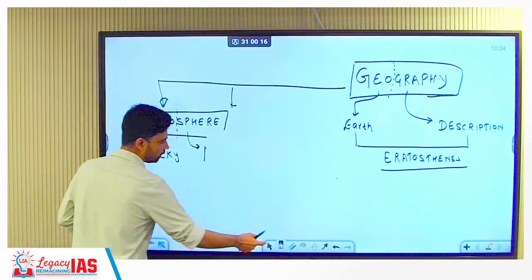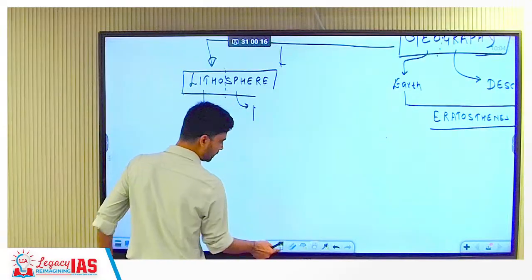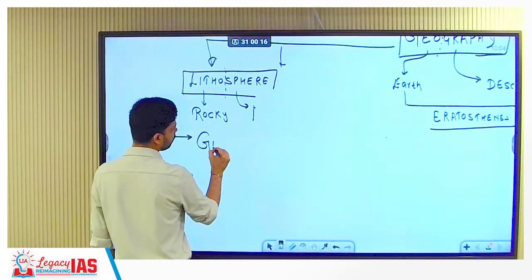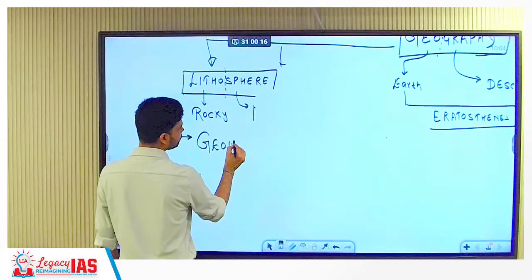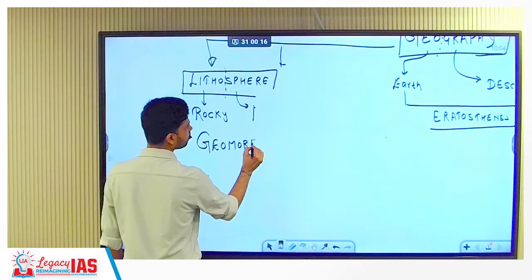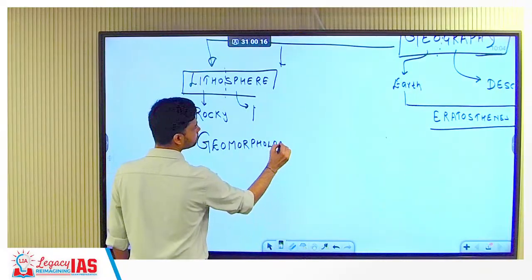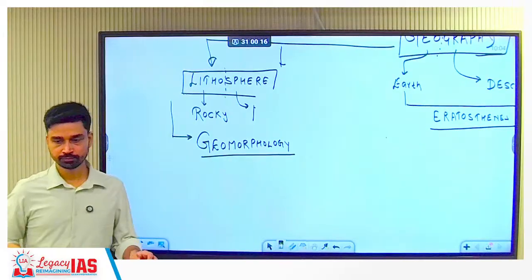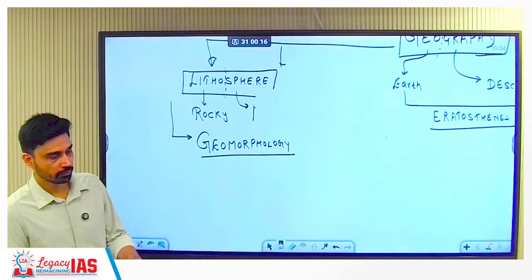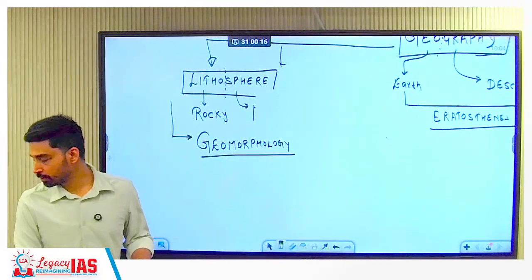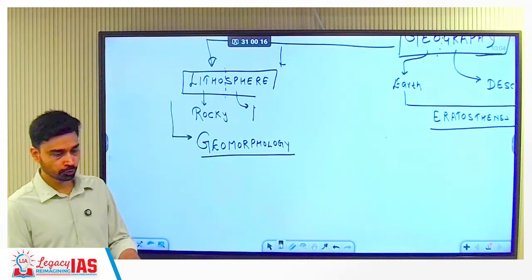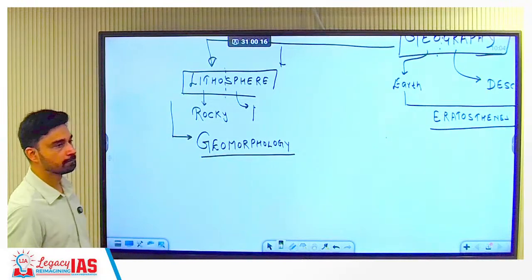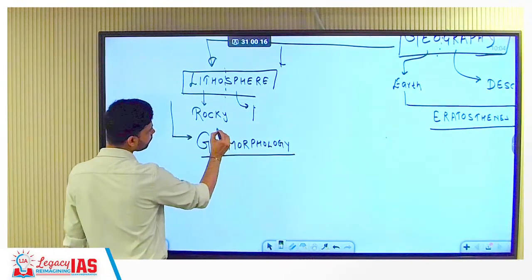So, lithosphere. The study of lithosphere is done in the branch of geography which is referred as geomorphology. The first branch of geography is geomorphology. That is the study of the solid part.